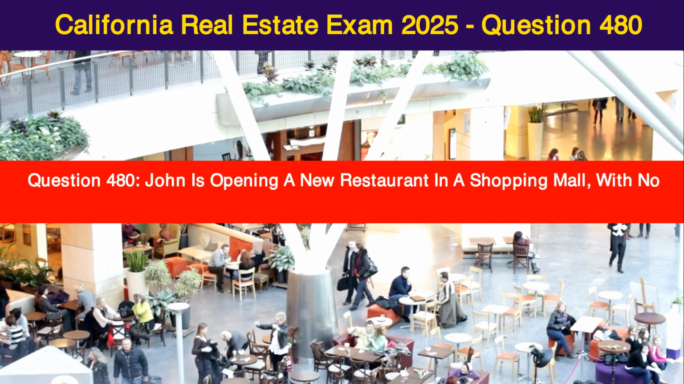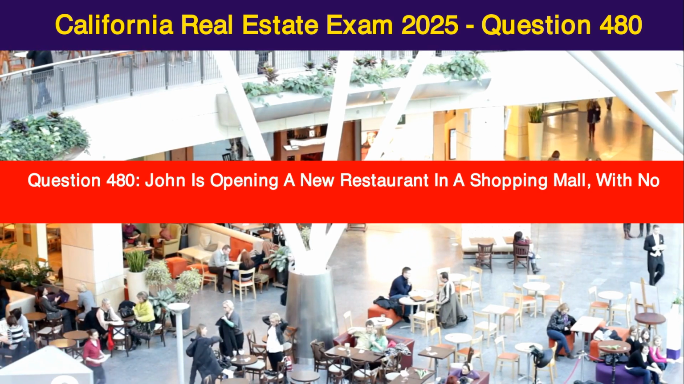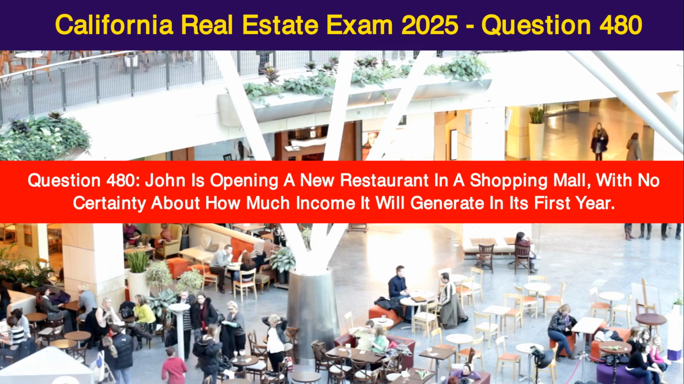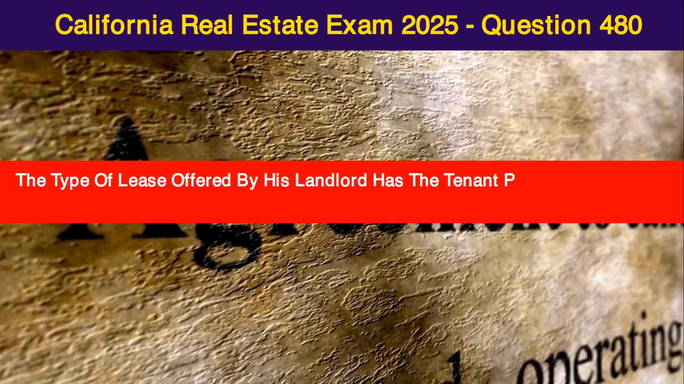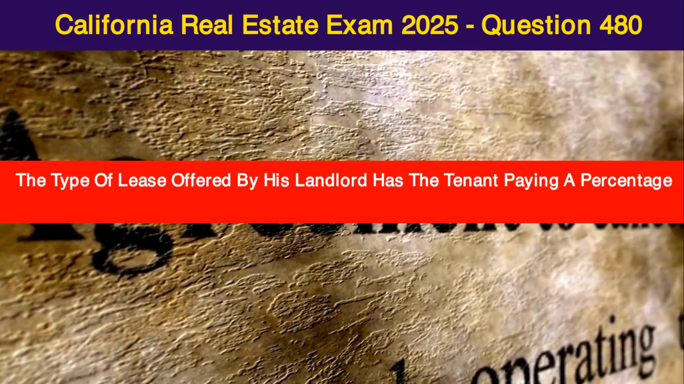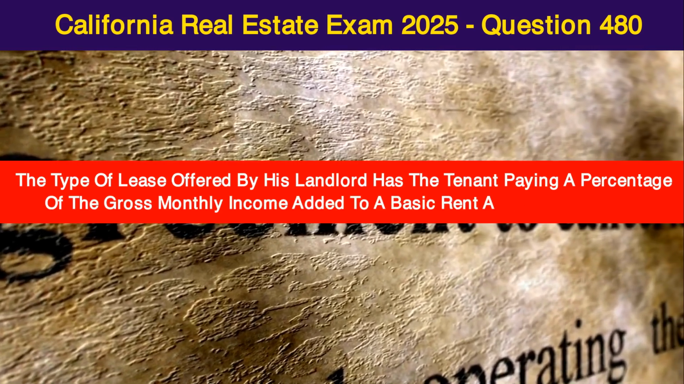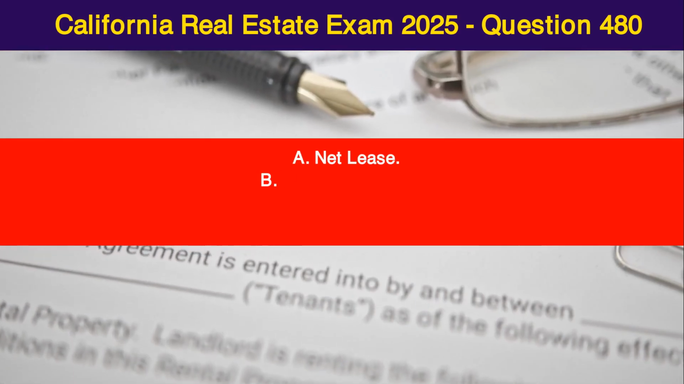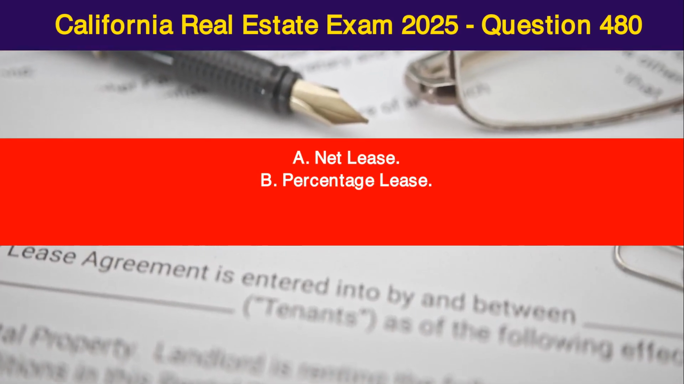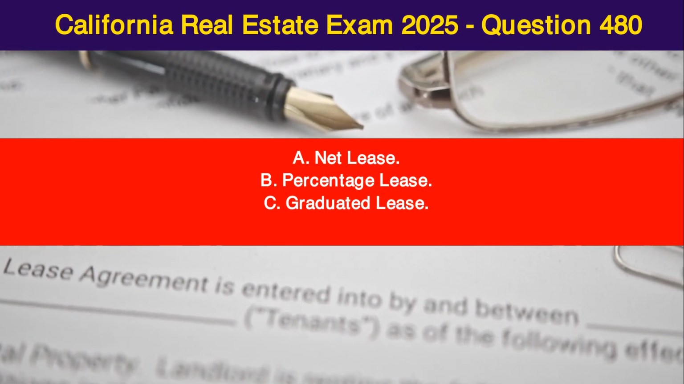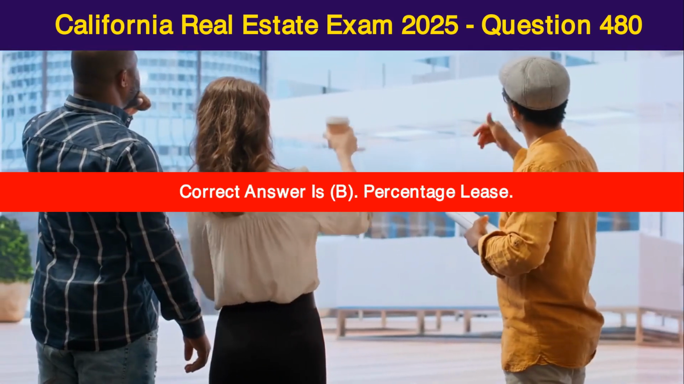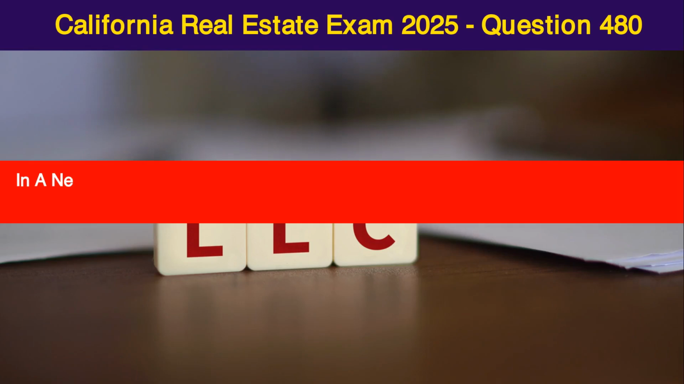Question 480. John is opening a new restaurant in a shopping mall, with no certainty about how much income it will generate in its first year. The type of lease offered by his landlord has the tenant paying a percentage of the gross monthly income added to a basic rent amount, called the A. Net lease. B. Percentage lease. C. Graduated lease. D. Ground lease. Correct answer is B. Percentage lease.